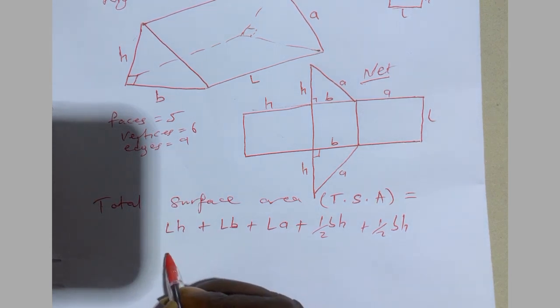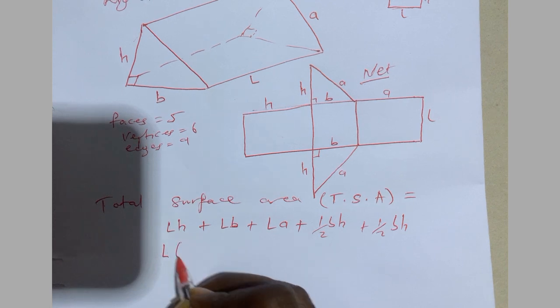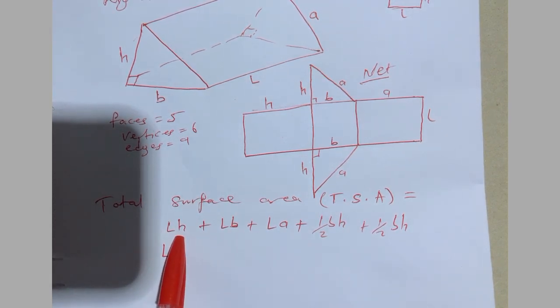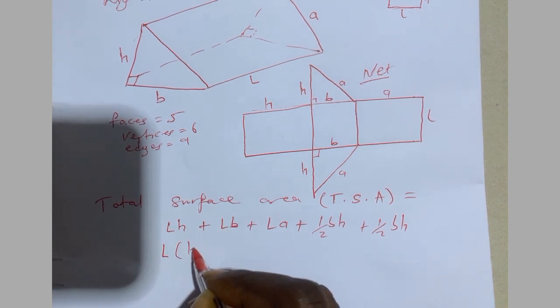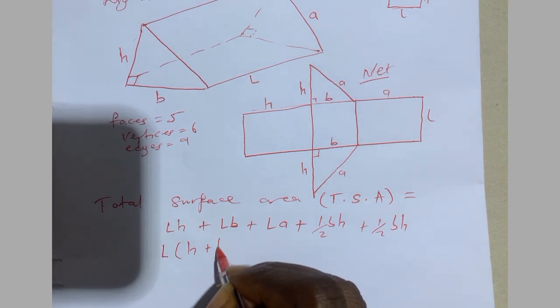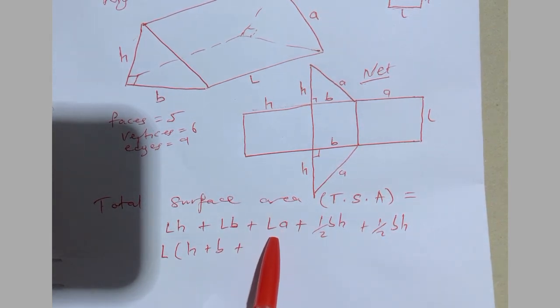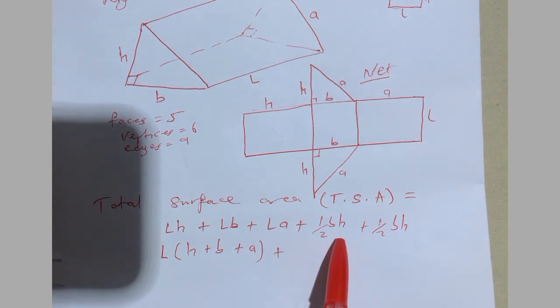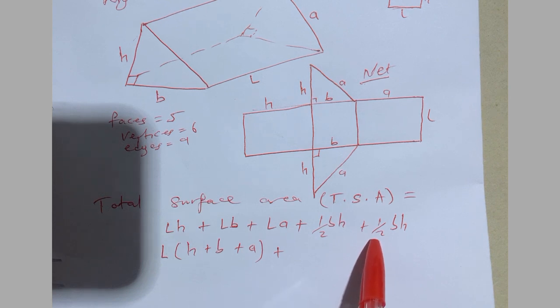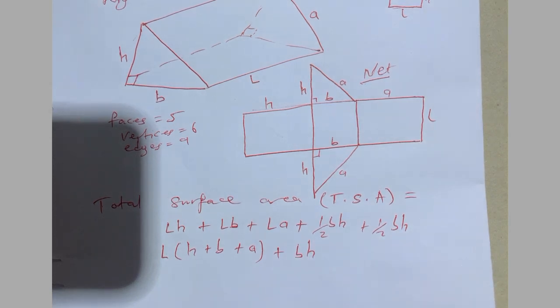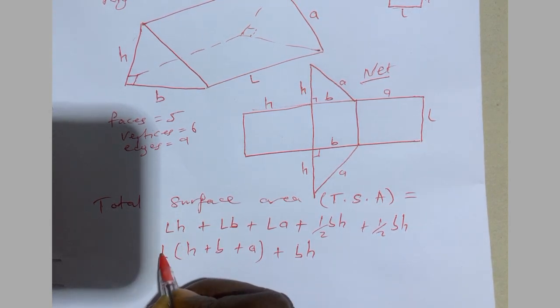The first three terms, we can factorize the L out. When we factorize the L out, this term is going to be left with H, plus the next term, when the L is out, is going to be left with B, plus when the L is out, this term is going to be left with A, then plus half BH plus half BH. Half plus half is going to give us 1. So half BH plus half BH is BH, right?